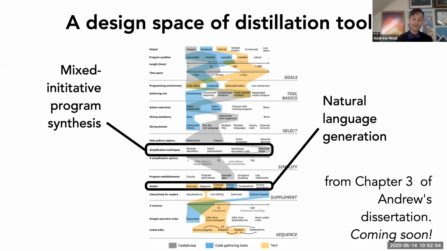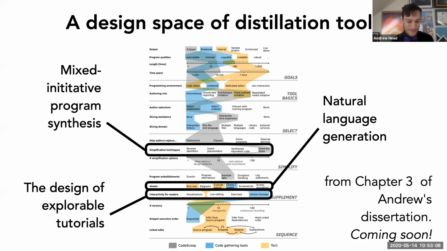natural language generation in order to produce better explanations, and perhaps you can even establish links between the text in a tutorial and the code, so that as you edited one of them, the edits would propagate to the other one. And the third one is the design of explorable tutorials.